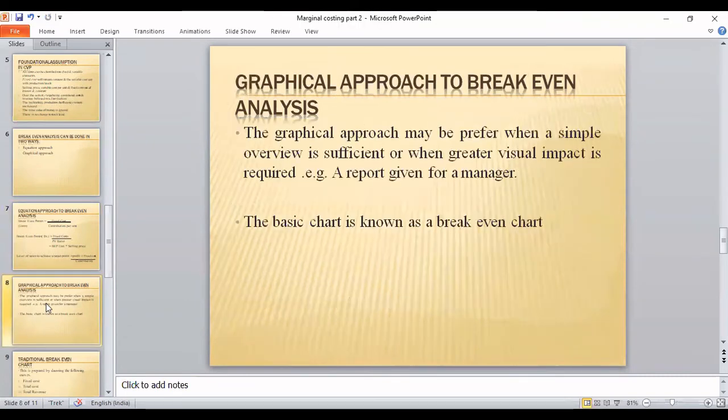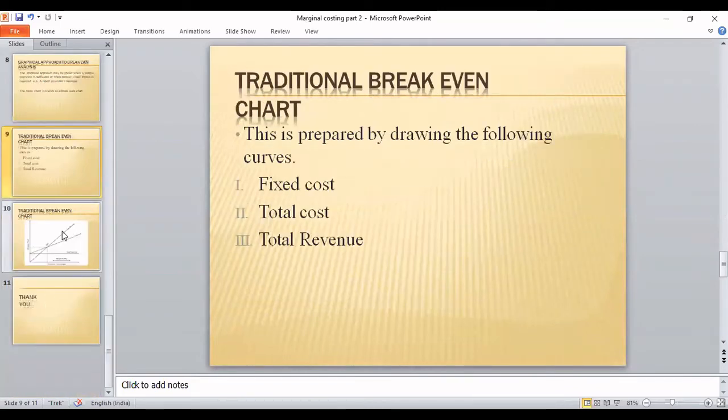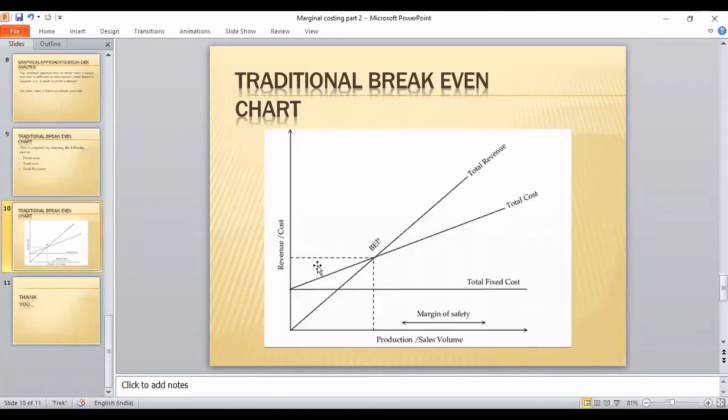Another way of finding out the break even point is through the diagram. So the diagram is here. See here, in this diagram we have fixed cost, total cost and total revenue. This is how the diagram looks. I'll just explain the diagram quickly.